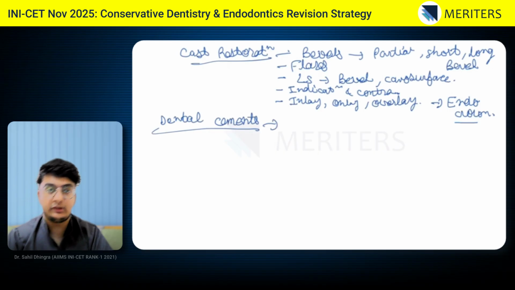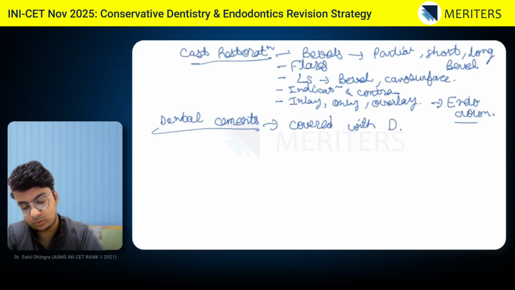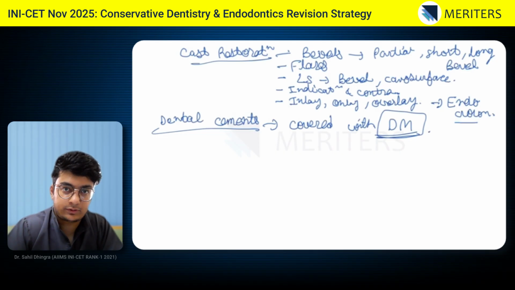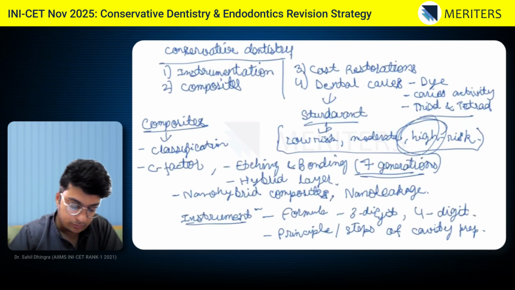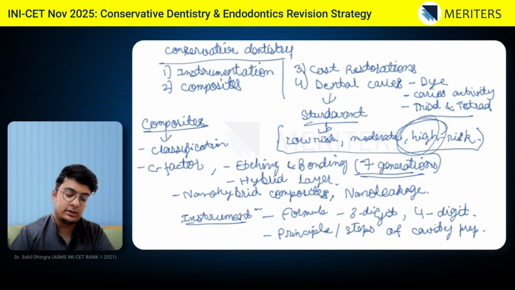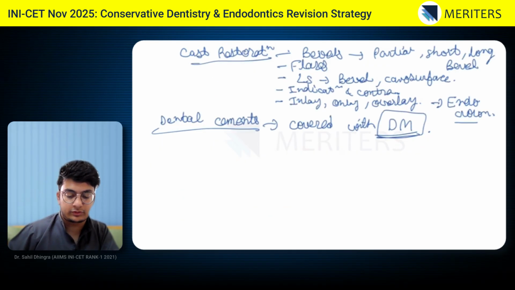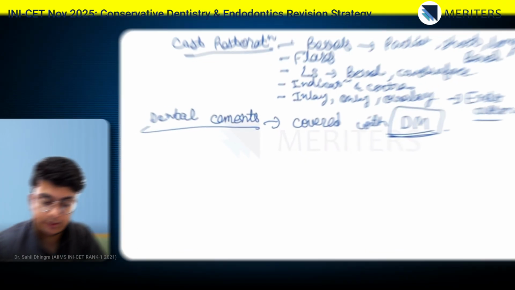Now in the dental cements, most of it will be covered with your dental materials. So ideally, you should try to cover it with DM. When you read for the cements and impression materials, all these things which are common in prostho and cons endo, you can cover these in the DM aspect, in the dental materials. So when it comes to the conservative part, mostly you have to focus on 4 chapters, starting from your composites, instrumentation, cast restorations, and in the instrumentation, you will have another chapter, principles of cavity preparation, where you will talk about the resistance form, retention form, all those things. So this is the broad overview of the entire syllabus and the most important chapters and topics within those chapters for cons and endo.